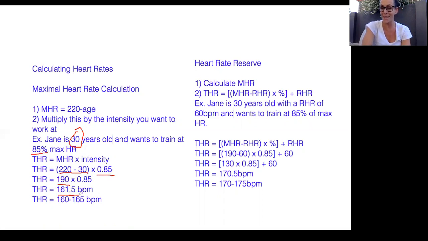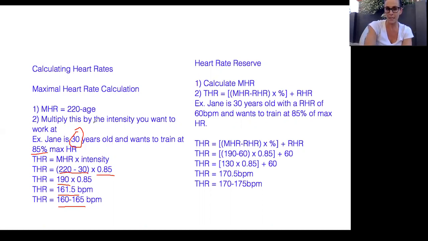Now, you can't ask someone to work at 161.5 beats. It doesn't work like that. So Jane's range over here is 160 to 165 beats per minute, and that has her working at 85% of her maximal heart rate. Now, the reason why we do this, now the 220 has basically been calculated by some very smart people who've done a lot of math and statistics. But one thing we know is that as you get older, your maximal heart rate comes down.